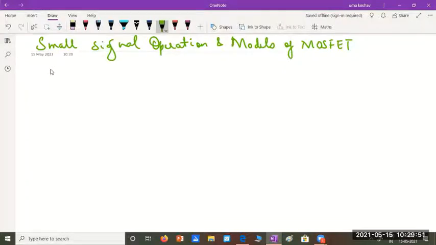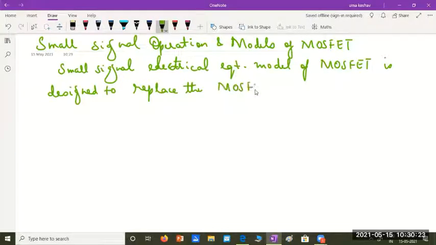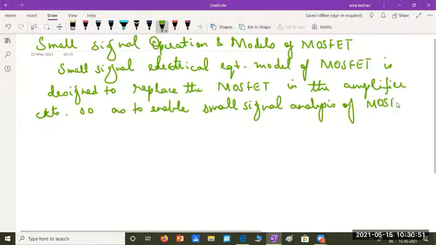Okay. So you just say the small signal electrical equivalent model of MOSFET is designed to replace the MOSFET in the amplifier circuits so as to enable small signal analysis of MOSFET amplifiers. Can you tell me what is the meaning of small signal analysis?